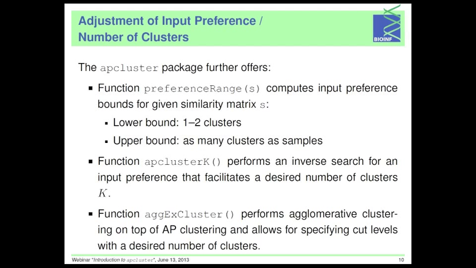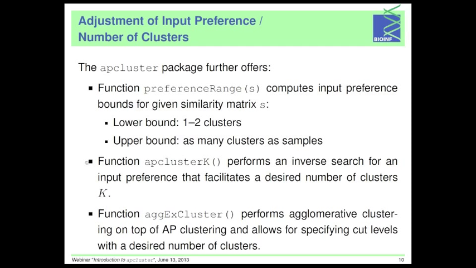Apart from that, there's a function preferenceRange that computes bounds for the input preference. So in case that no setting of Q gives a decent result, you may run preferenceRange on your similarity matrix, and this gives you two values: a lower bound for P, at which you will get 1 or 2 clusters, and an upper bound for which you will get as many clusters as you have samples.